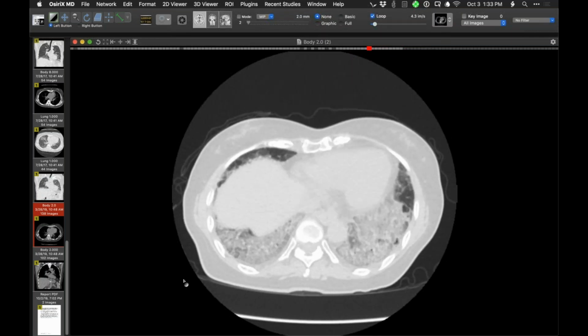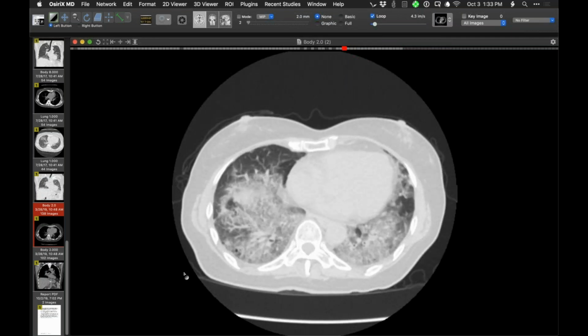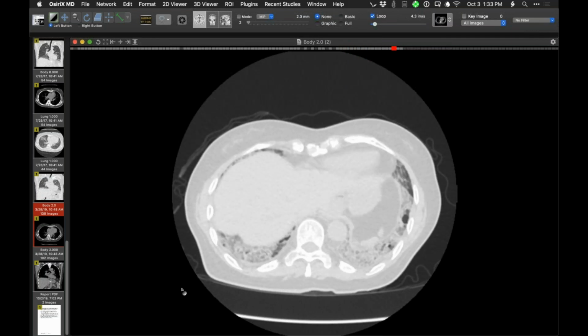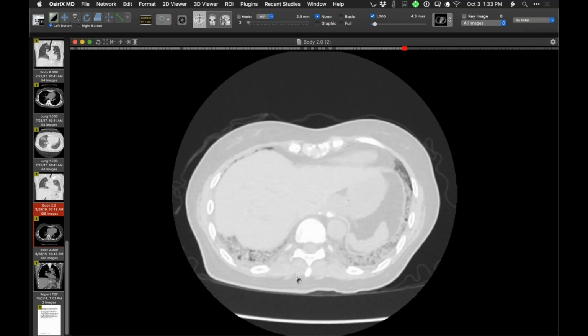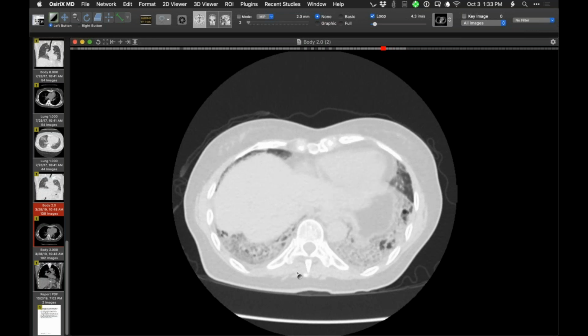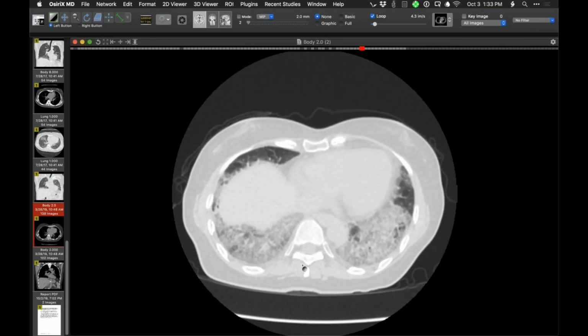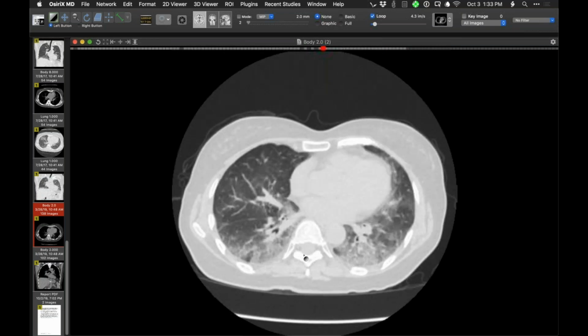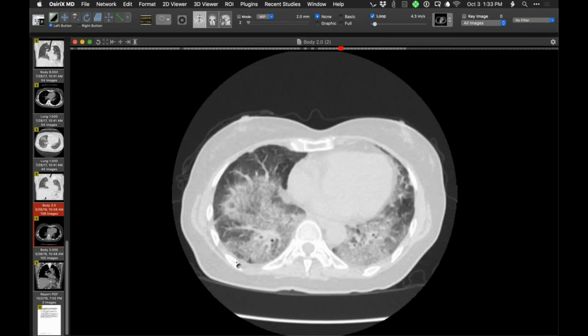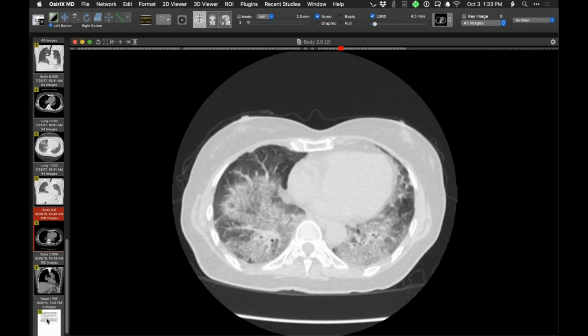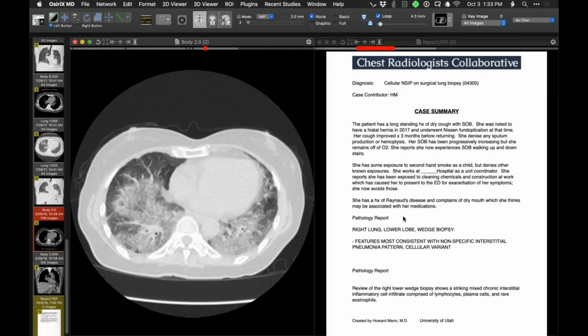But again, there's a conspicuous absence of traction bronchiectasis or traction bronchiolectasis. I think some of these regions are maybe areas of spared lung rather than actual cystic lung or cystic spaces, as best I can tell. So certainly this is very consistent. I think we would all agree with nonspecific interstitial pneumonitis, and particularly cellular nonspecific interstitial pneumonitis rather than fibrosing.